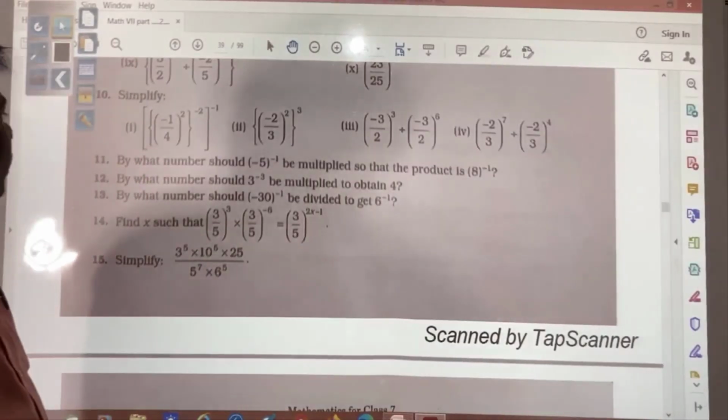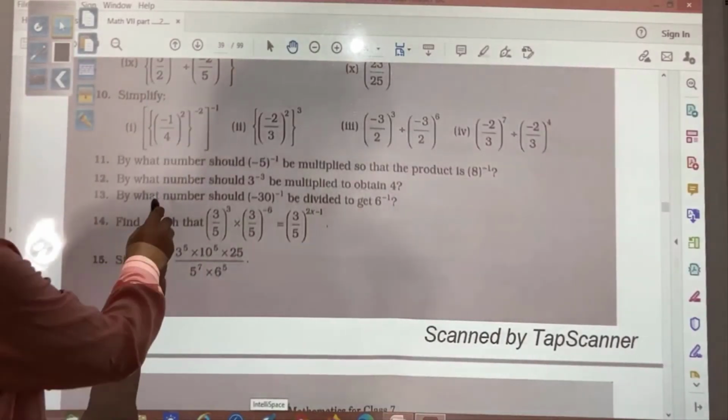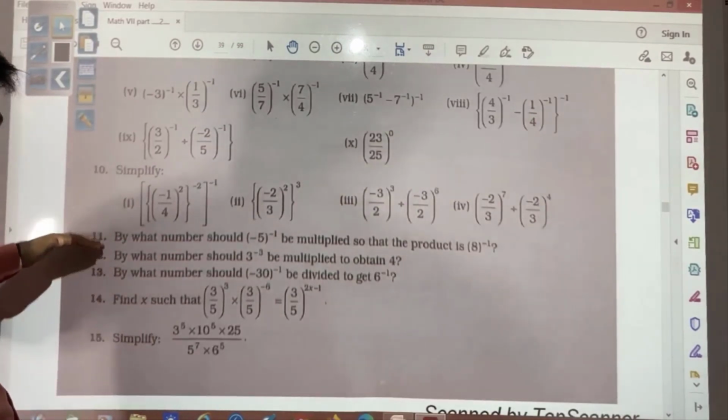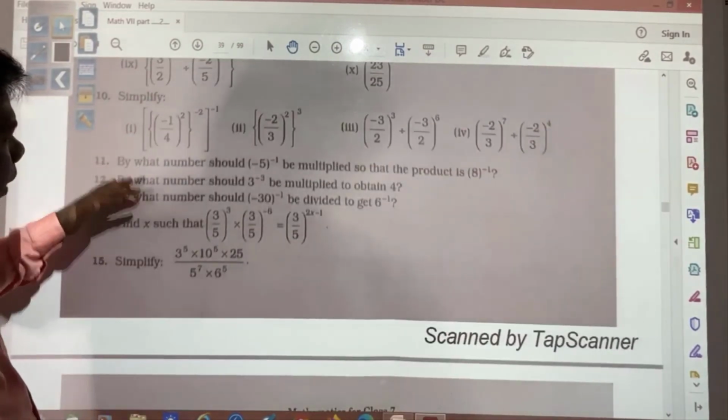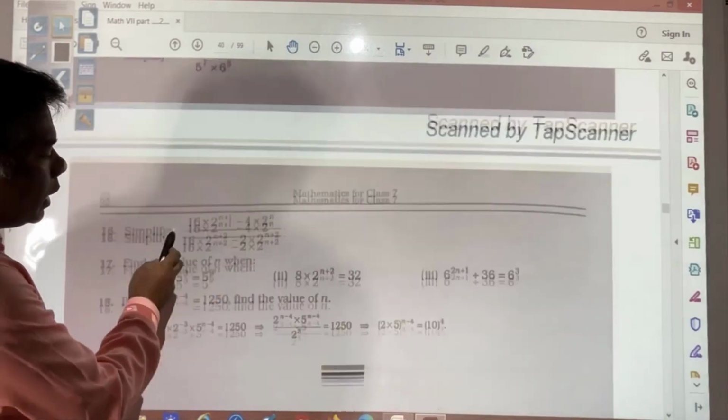So in this way we have completed up to question number 10. Rest of the questions, just try by yourself, otherwise we will see in the next class.